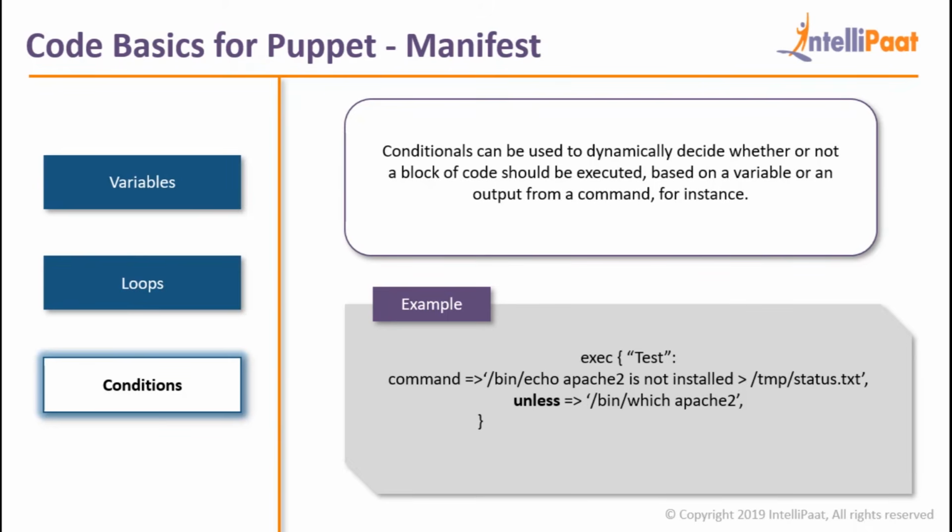So again, just for revision, what we just saw, unless basically deals with a command which it is waiting to become false. The moment that command becomes false, it will run this particular command which has been specified. Whereas the opposite of this is onlyif. Onlyif waits for this command to be successful, and only if this command is successful, this command will run. Unless this command is successful, this command will not run. Okay, so you can remember it like this.